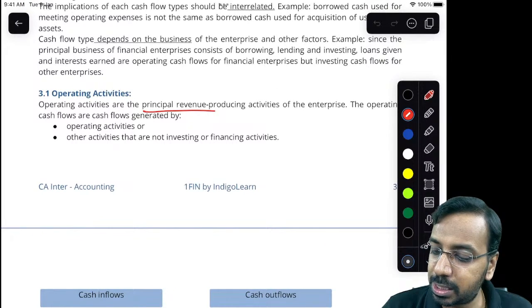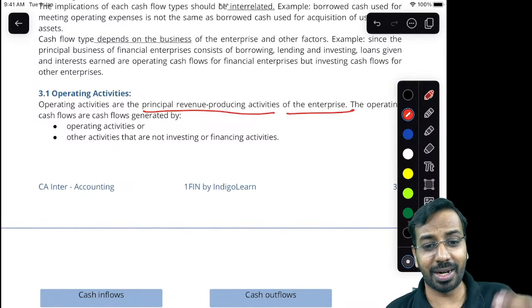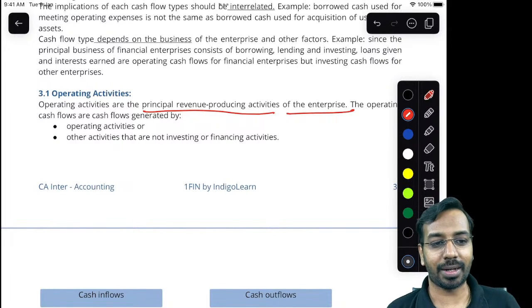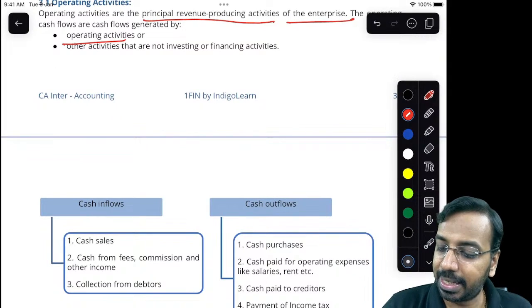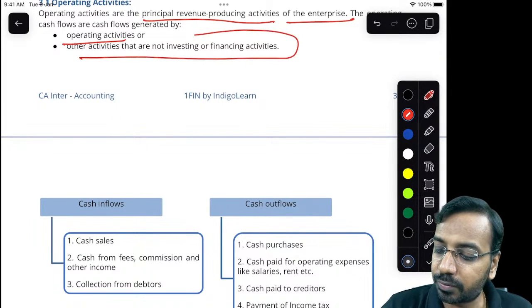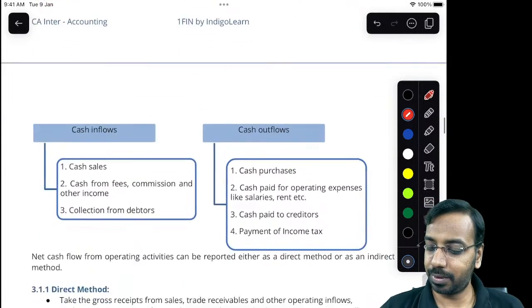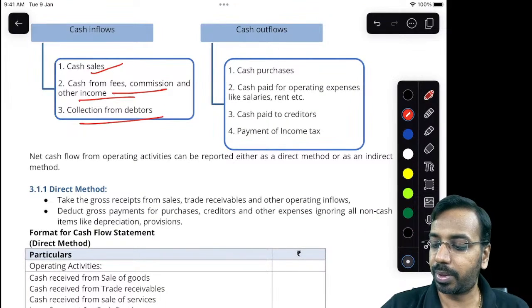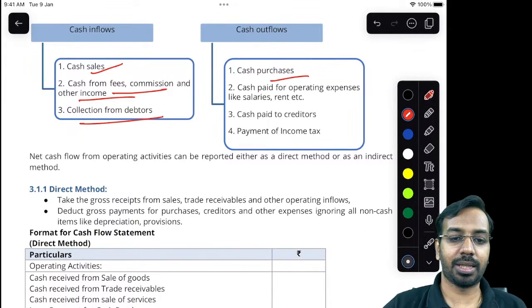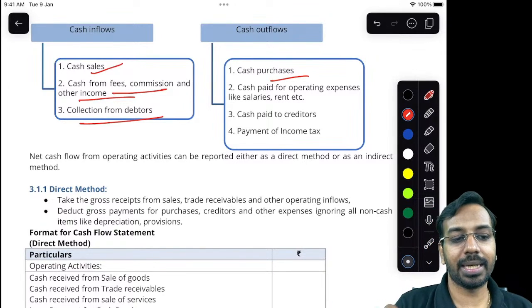Operating activities are principal revenue producing activities of the enterprise, sale, activities related to sale, production, operations, and all of that. So operating activities, and if any other activities cannot be classified under investing or financing activities, you will club them under operating activities. Now operating activities, cash sales, cash from fees, commissions, collection from debtors, purchases, and other than that are considered to be cash outflows. So these are the operating activities.